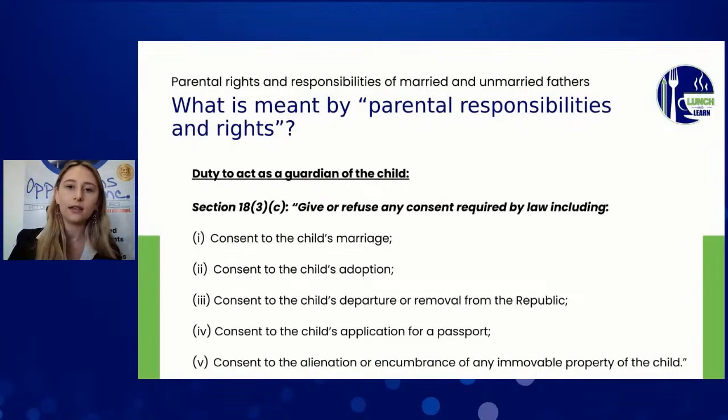So let's look at that. Section 18.3c, give or refuse to give any consent as required by law, including the following: consent to the child's marriage, consent to the child's adoption, consent to the child's departure or removal from the Republic, consent to the child's application for a passport, and consent to the alienation or encumbrance of any immovable property of the child. So these are the major decisions affecting the child, and therefore the guardian must give or refuse consent in terms of those, I think it's 5, yes, the 5 duties of the guardian. So that's very important to remember.